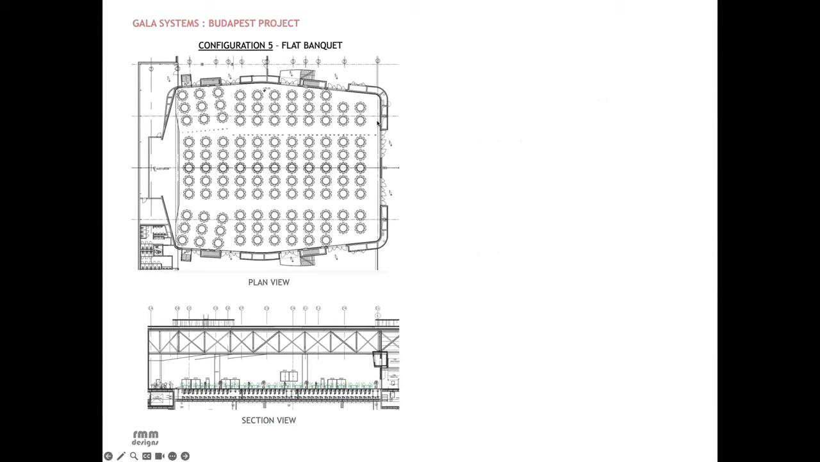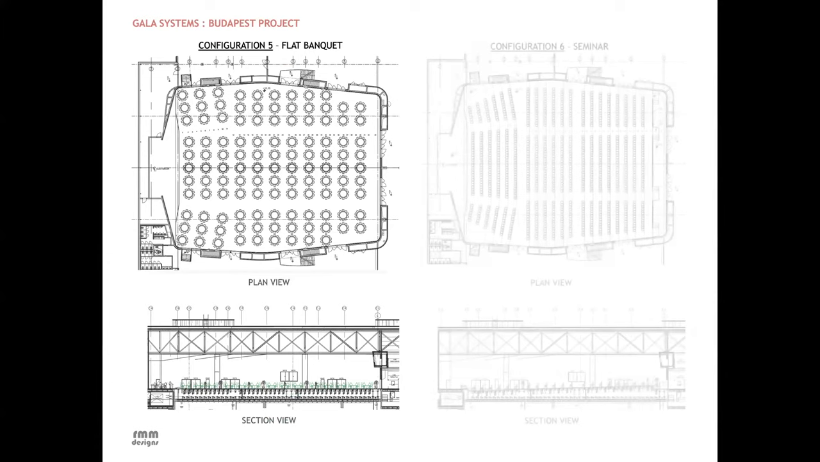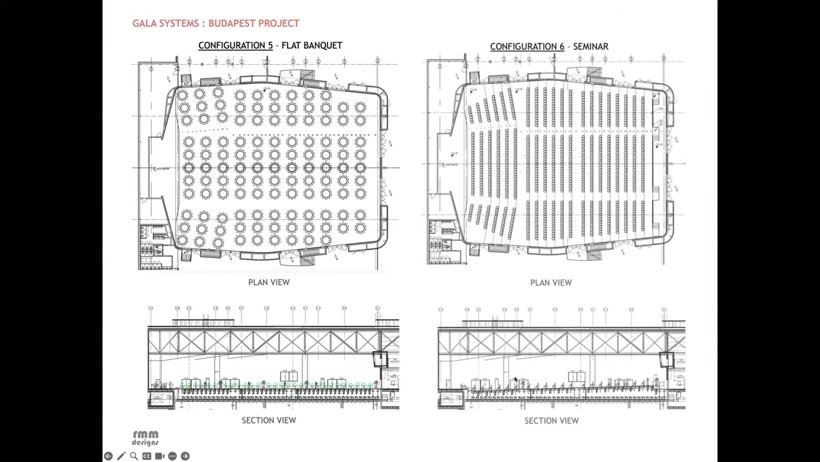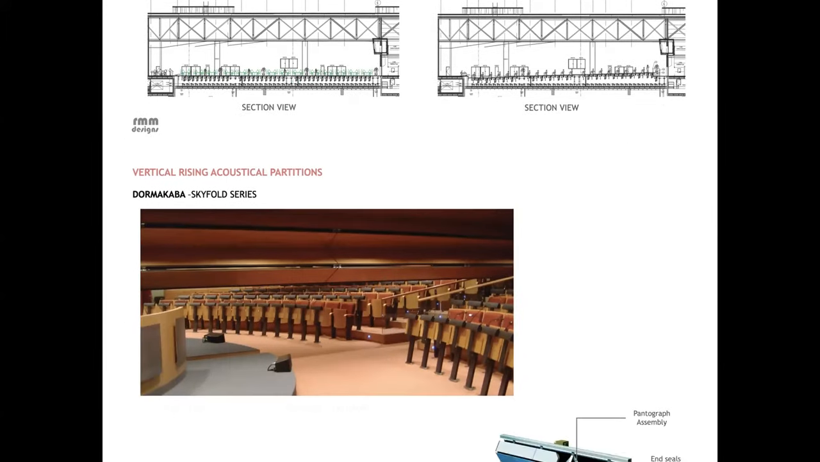This is another arrangement where your entire floor is flat. So all your chairs get hidden below. And you can actually have a sit-down dinner kind of an event, like an award show. Similar. Then this arrangement is where... So these are various possibilities that you can have.